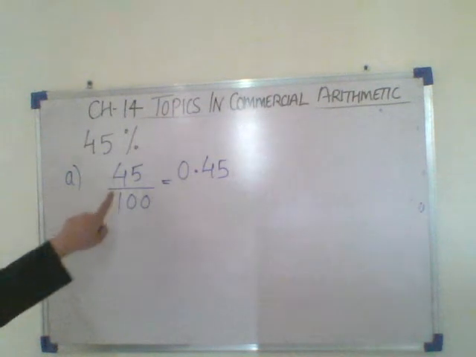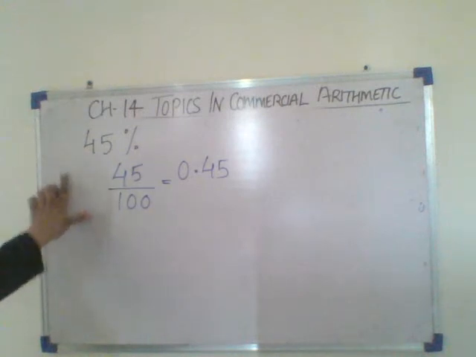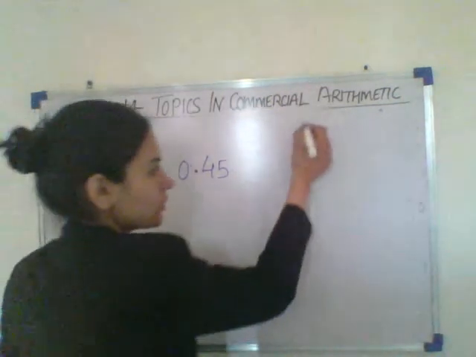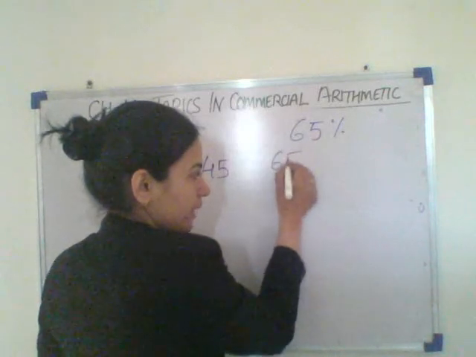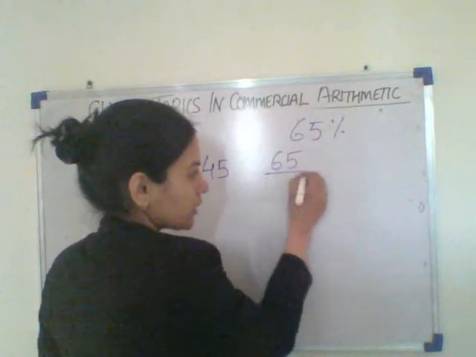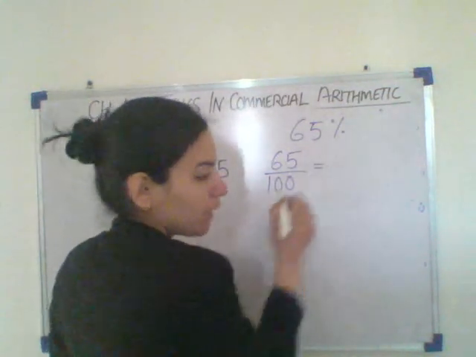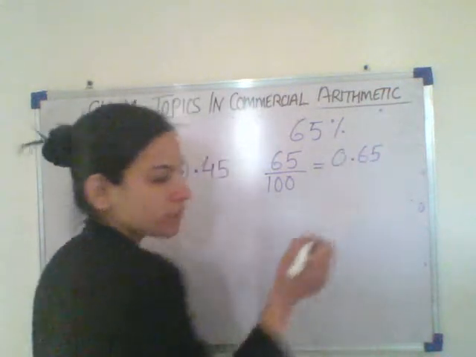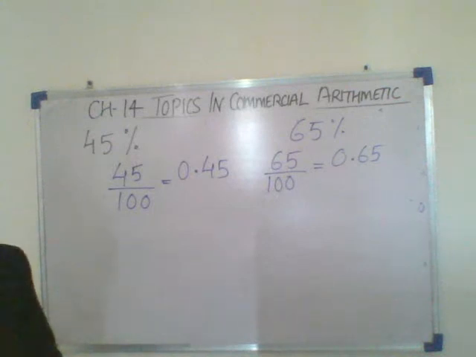So in the first step, write the percent as a fraction with denominator 100. Then in the second step, write it as a decimal. Suppose 65%. First we write this percent in fraction form, with 100 in the denominator. Then I write it as a decimal, 0.65. In this way, I can write percent easily in decimals.